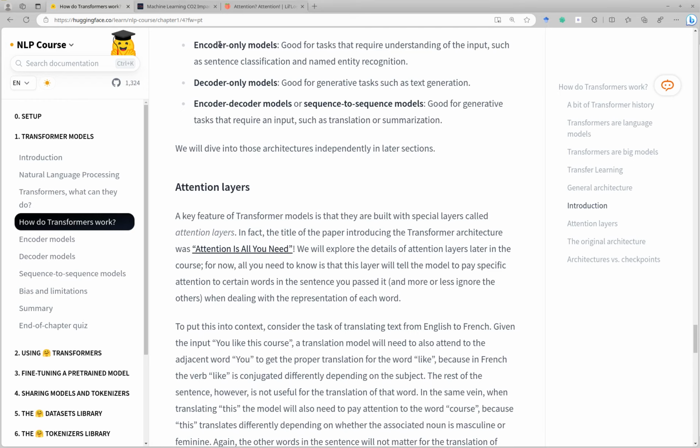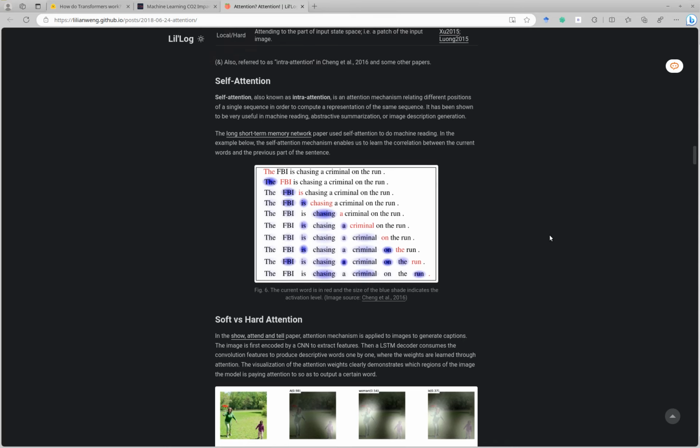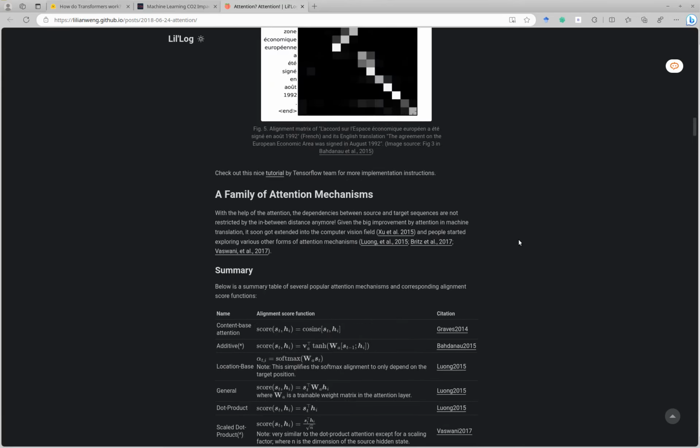And the concept is very simple. Let's go through it. So this is the site. I will share the link with you. It is a very good post that explains in detail what attention is and how it works. I will just give you an overview of this part.